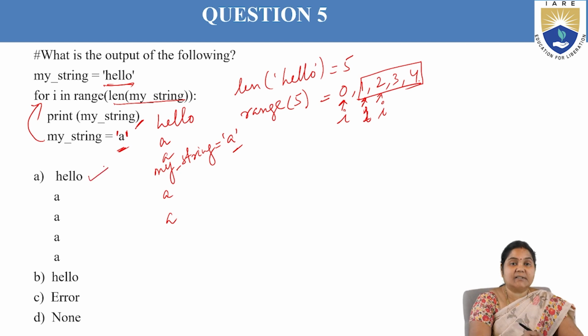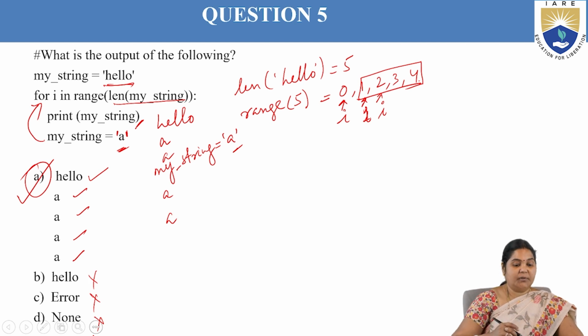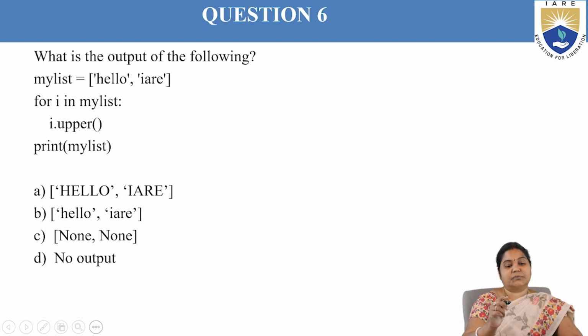So what will be the output? First time my string contains hello. This loop is going to iterate 5 times. First time my string contained hello, so hello is printed. Next 4 times it is going to print A because my string is updated with the value A. So this is the correct answer for this question, and these 3 are not possible. I hope it is understood how this program works. Now let us move on to the next question.